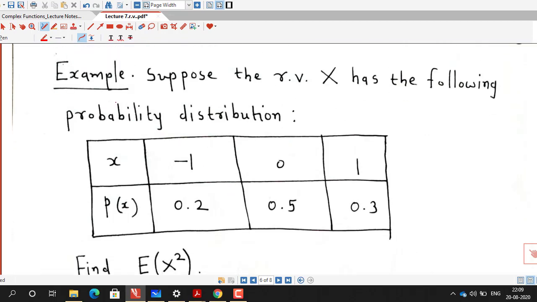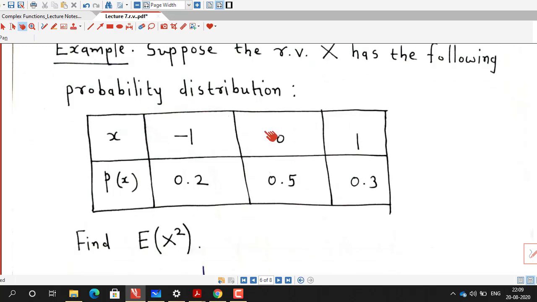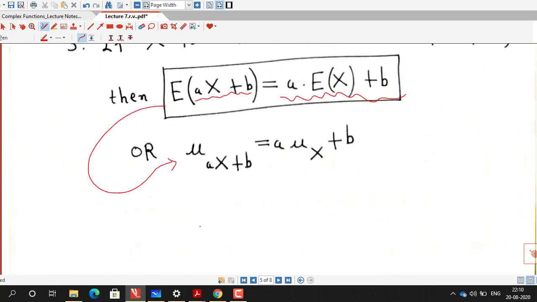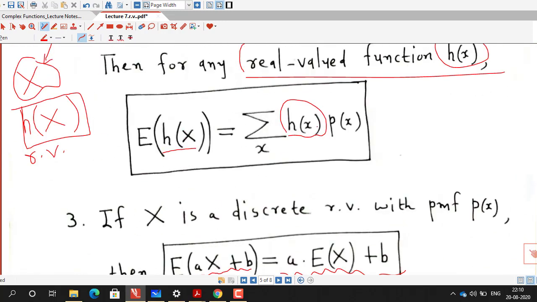So we take this example. Suppose the random variable capital X has the following probability distribution. So x is given and the corresponding values of the probability mass function are given. So we have to find the expected value of X square. Okay, so if you recall, expected value of function of X equals, okay, here the function of X is X square. So h of x is x square. So this is going to be sigma x square into p of x.